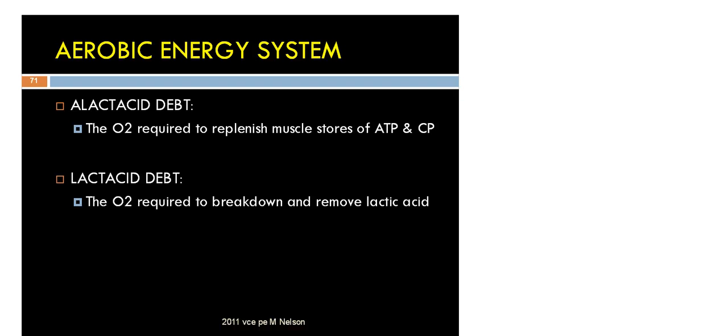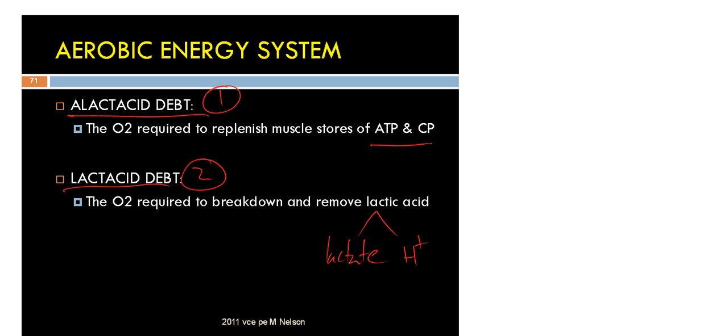Again, just a worded description there of our oxygen debt. The second part, or the slow part, lactic acid debt it used to be called, the oxygen required to break down and remove lactic acid, so that being our lactate and hydrogen ions. The first part, or the fast part, the oxygen required to replenish muscle stores of ATP and CP.